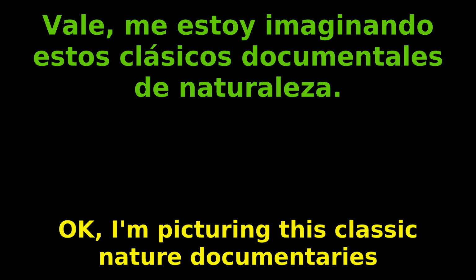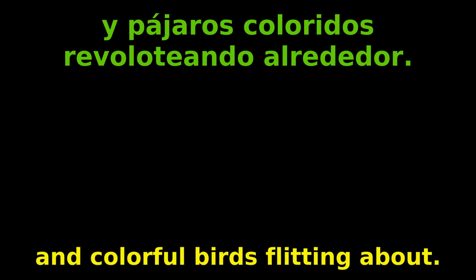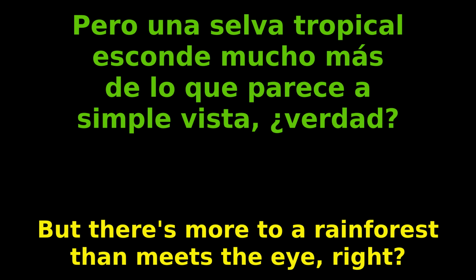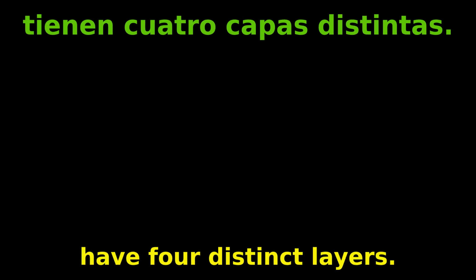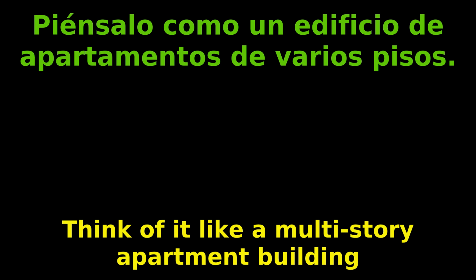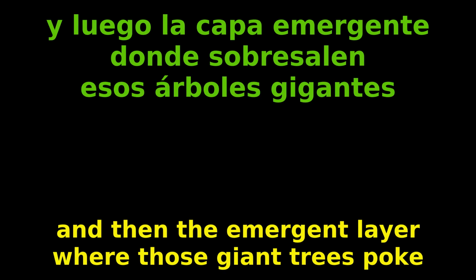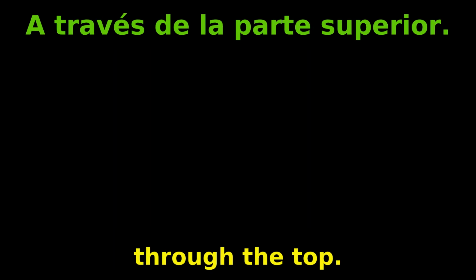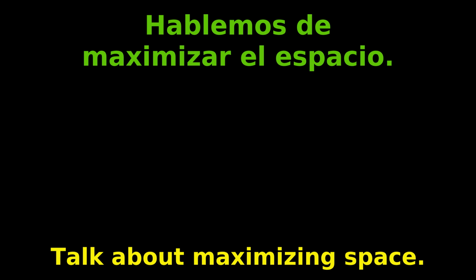Okay, I'm picturing those classic nature documentaries with monkeys swinging through the trees and colorful birds flitting about. But there's more to a rainforest than meets the eye, right? Our source mentions that these forests have 4 distinct layers. Absolutely. Think of it like a multi-story apartment building for plants and animals. You've got the forest floor, the understory, the canopy, and then the emergent layer where those giant trees poke through the top. And each layer supports its own unique community of life. That's amazing. Talk about maximizing space.